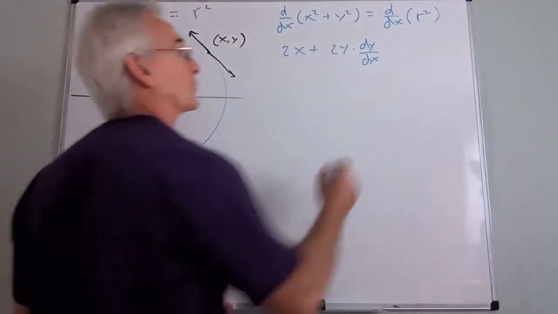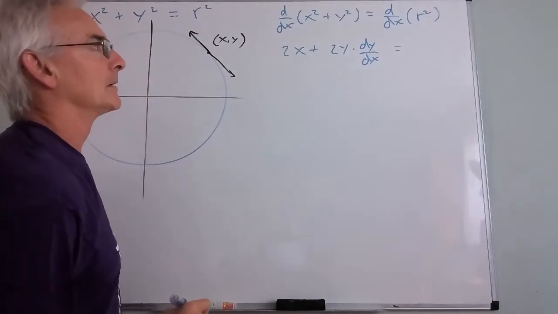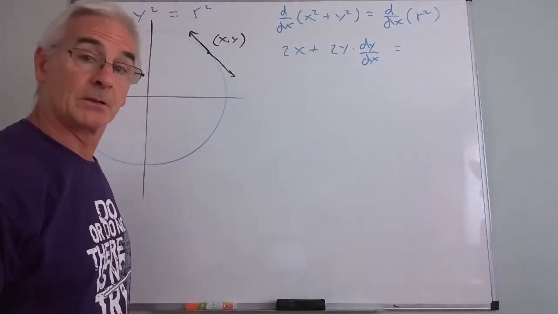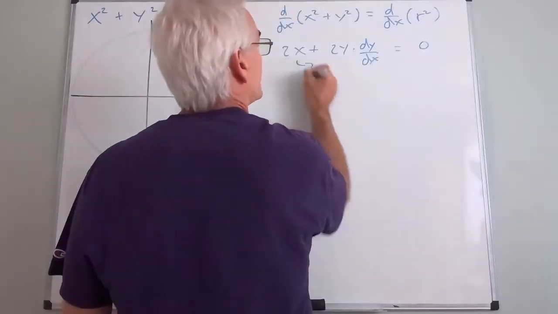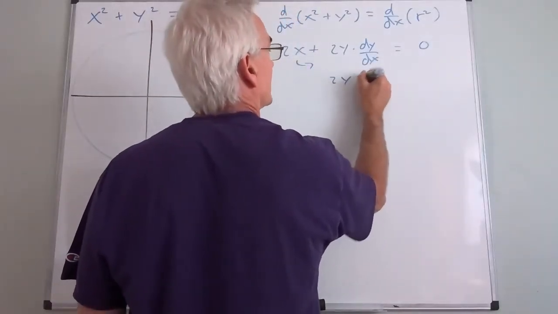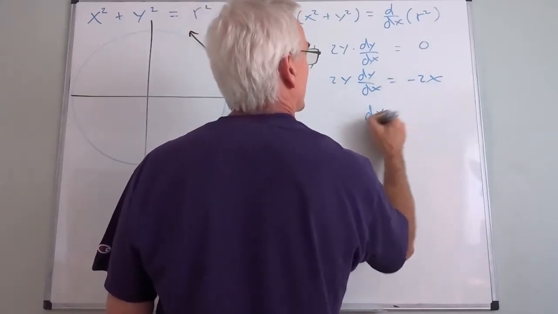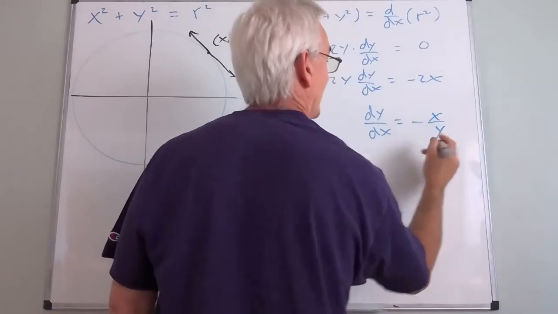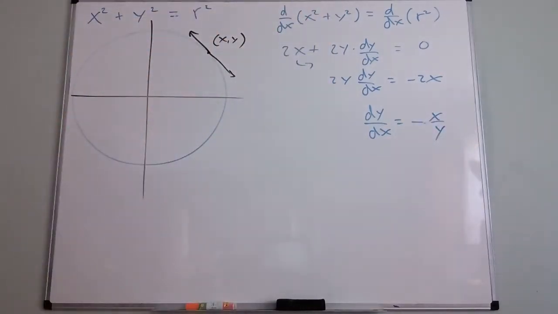That's the chain rule factor. What's the derivative of r squared? Isn't it a constant? So the derivative is 0. Yeah. So now when I gather this, let me throw the 2x over to the other side. So dy/dx is equal to negative x over y, and that's true at every point on the circle: the slope of the tangent line is negative x over y.